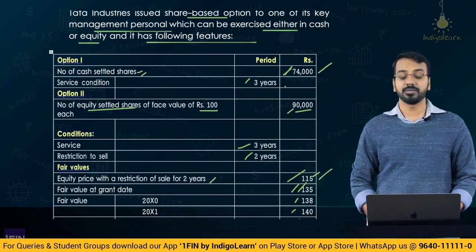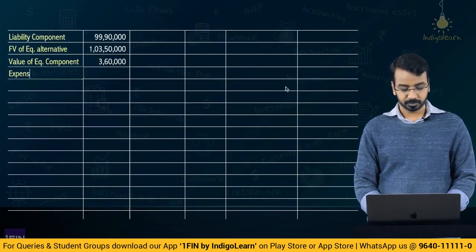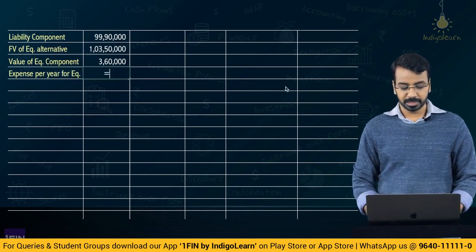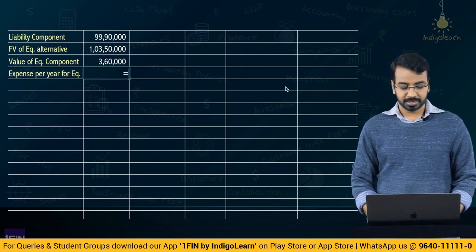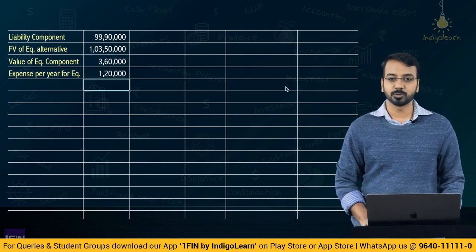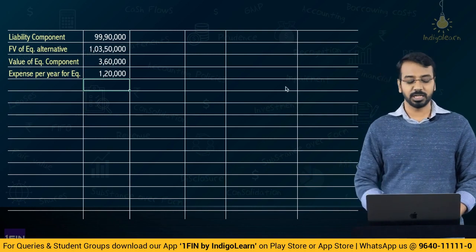Now, what is the service condition? Service condition is 3 years. So, expense per year for equity is how much? 360 divided by 3, 1,20,000 will be expensed in each year. That is for the equity component.